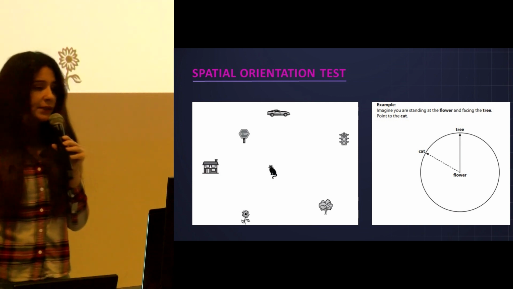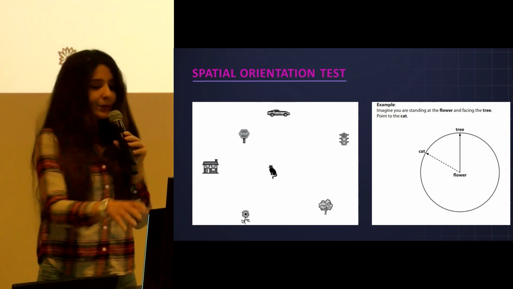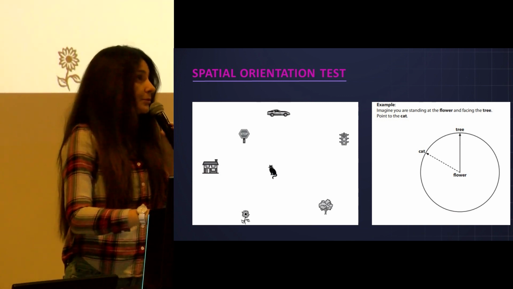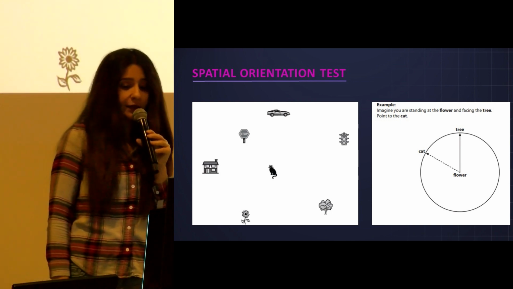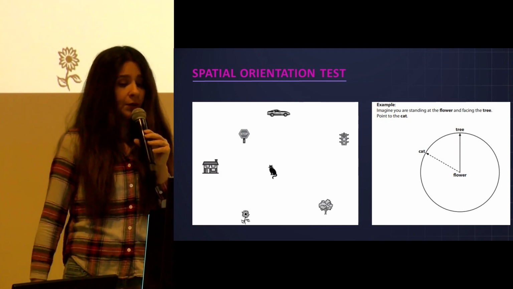And the spatial orientation test is a little different. You are given these different objects in different locations, and you're asked, for example, imagine you are standing at the flower and facing the tree, point to the cat.